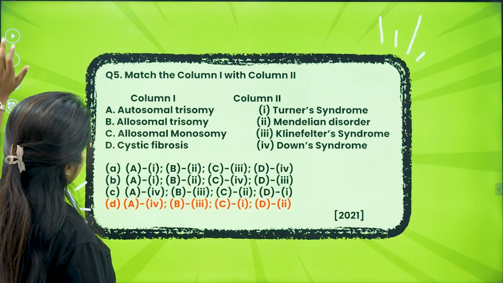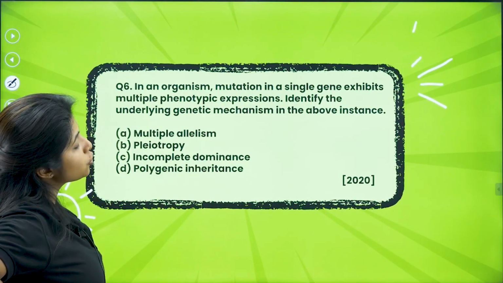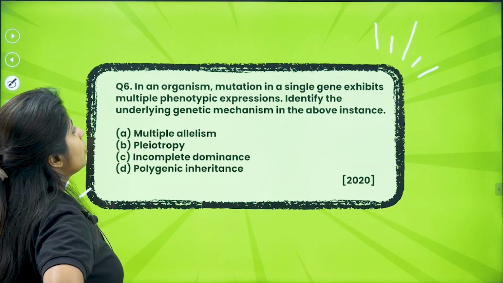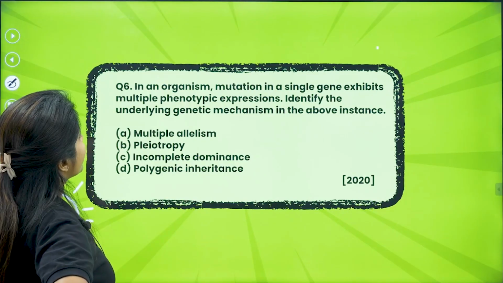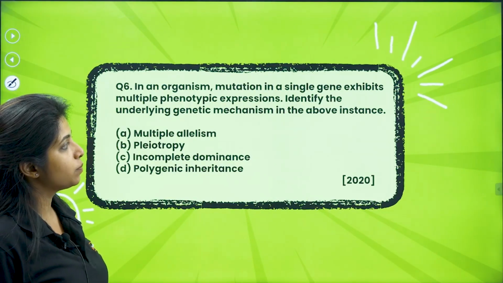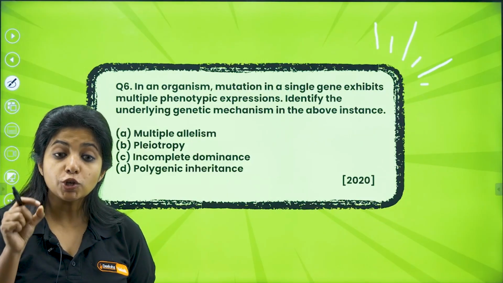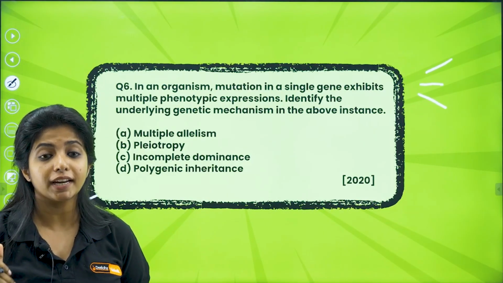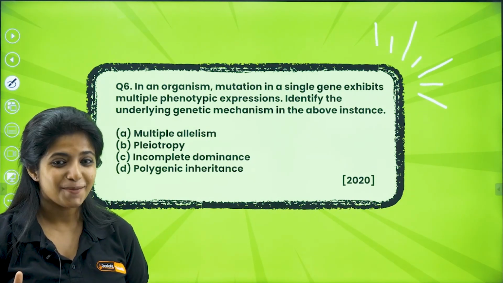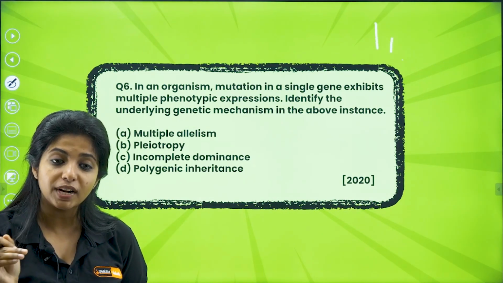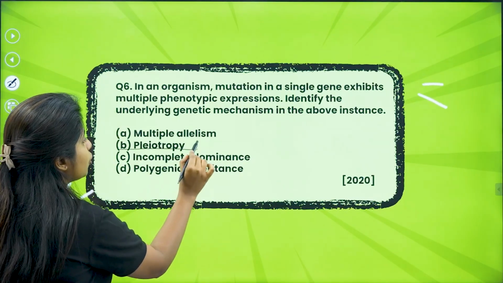Chalo. In an organism, mutation in a single gene exhibits multiple phenotypic expression. Identify the underlying genetic mechanism in the above instance. When a single gene is mutated, multiple phenotypes are getting affected. What is it? Pleiotropy. I told you, a gene is controlling multiple traits. This is an example of pleiotropy.